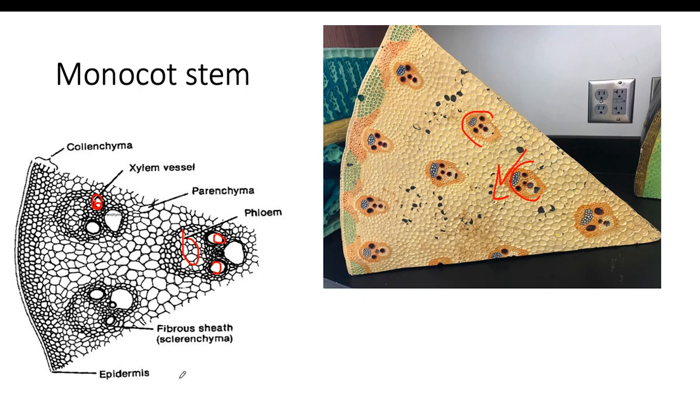Two other types of tissues that you may remember from lecture are collenchyma and sclerenchyma, and these are also labeled here. You'll see the collenchyma forms this layer just beneath the epidermis, which is the outer layer of the stem. So you have a stem and then a layer of collenchyma, and then this fibrous sheath or sclerenchyma kind of surrounds the phloem.